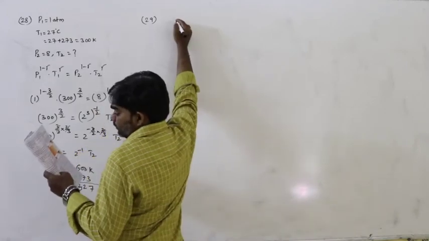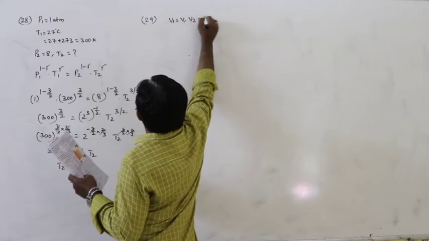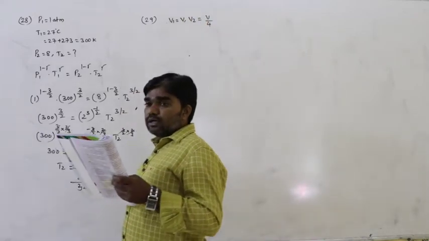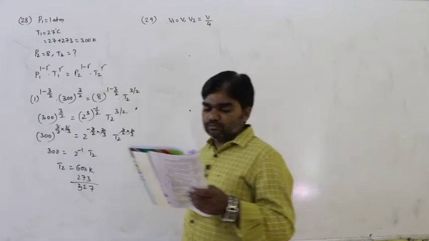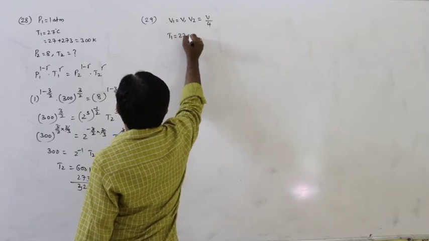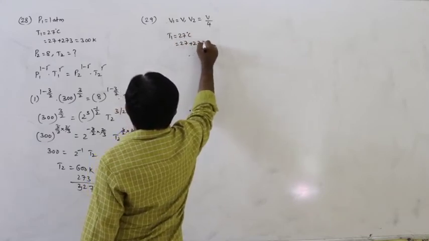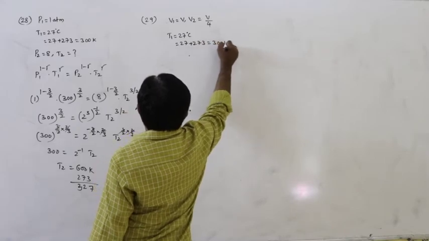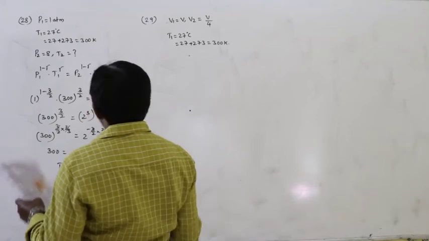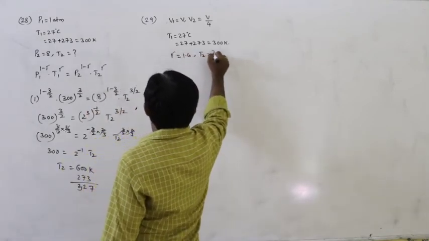So volume V1 is equal to V and V2 is equal to V by 4. That is the given. The gas is reduced adiabatically to 1/4 of its volume at a temperature of 27 degrees Celsius. T1 is equal to 27 plus 273, that is equal to 300 Kelvin. Gamma is given as 1.4 and T2 we have to calculate.